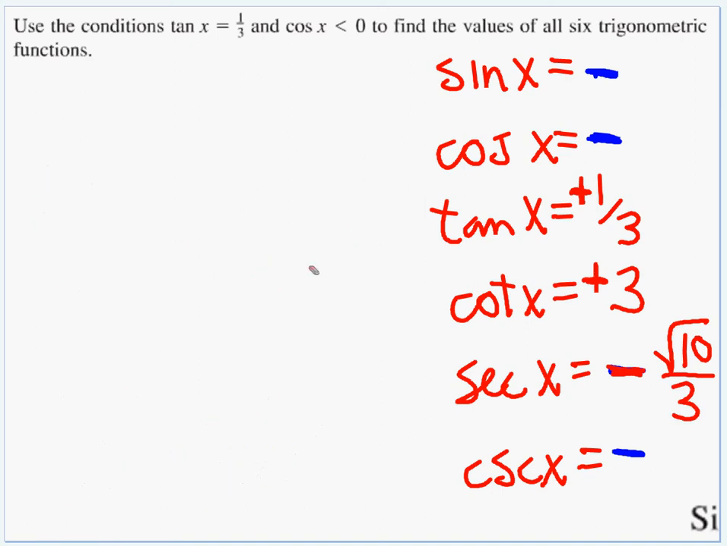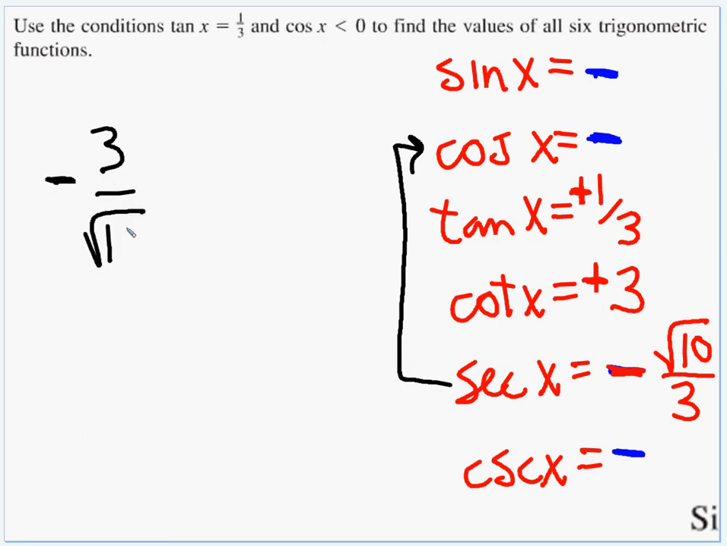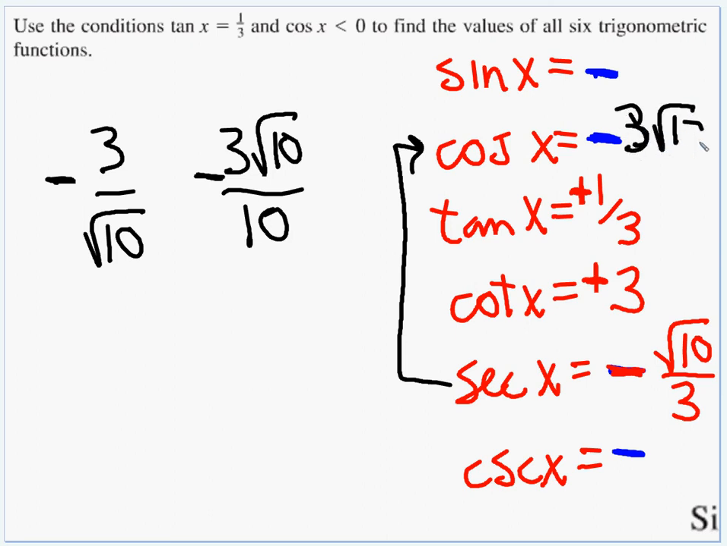Okay, we've got secant. We can then do a reciprocal. If we flip over secant, that will give us cos. So if we flip that over, I'll come over here, do a little scratch work. Negative 3 over root 10. Because we have a denominator with a radical, we're going to rationalize. Multiply the numerator by a root of 10. Do the same in the denominator, and the radical disappears. So there's our cos. Negative 3 root 10 over 10.